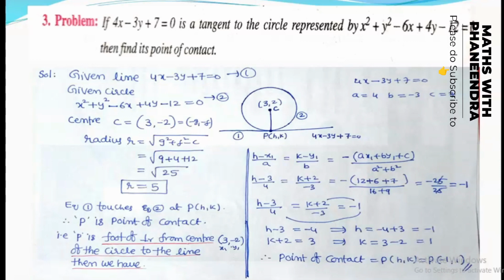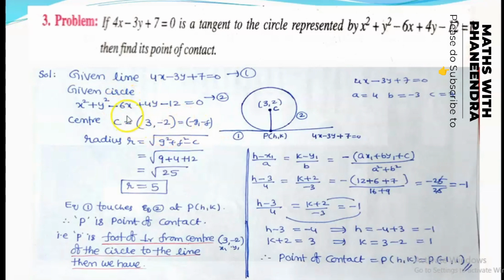Observe the diagram. This is the first given line, 4x minus 3y plus 7 equal to 0, and the given circle x square plus y square minus 6x plus 4y minus 12 equal to 0, equation number 2. Comparing this general equation of a circle with x square plus y square plus 2gx plus 2fy plus c equal to 0: 2g equal to minus 6, g equal to minus 3, 2f equal to 4, f equal to 2, c equal to minus 12. The center is minus g, minus f, so minus of minus 3 is plus 3, and minus f means minus 2.